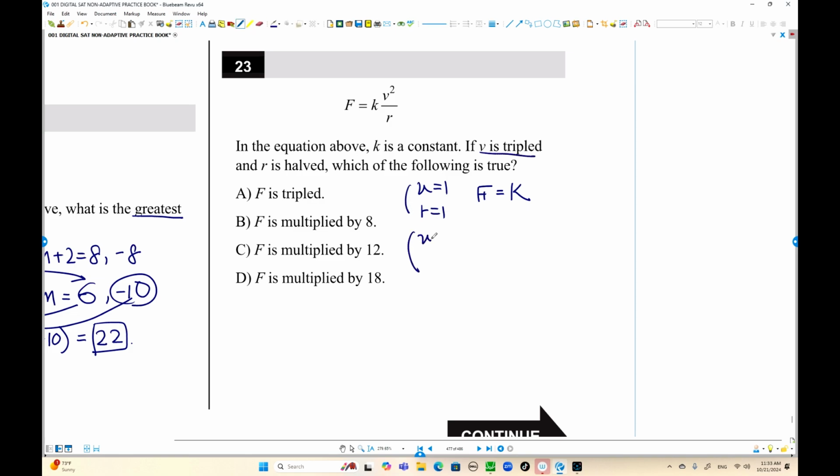B is tripled. R is half. Okay. Now put this number in there. F equals K times B tripled, which is 3 squared, is 9. R is 1 half, which equals what? 18 times K. Compare these two numbers. Multiplied by 18 times. Okay? Option D is the answer.